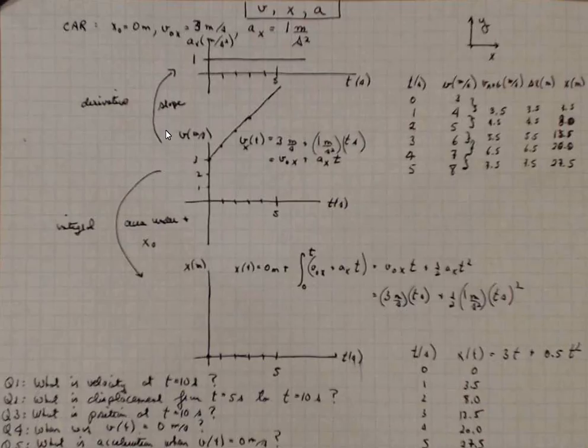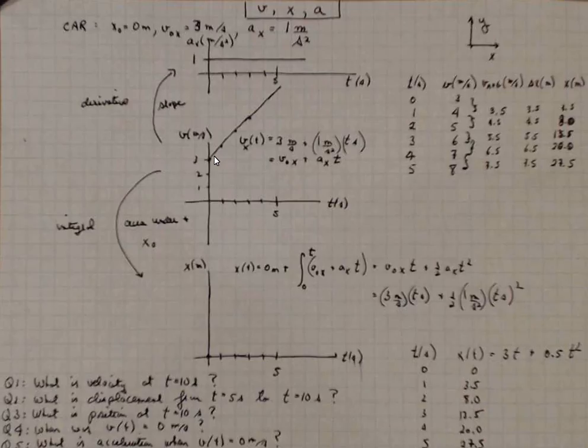So to get from v versus t to a versus t, we simply take the derivative of this expression here, 3 plus 1t. The derivative of 3, it's a constant, so that's 0. The derivative of 1t is 1. And so from calculus, the acceleration is constant and equal to 1 meter per second per second. Geometrically, the acceleration is the slope of the v versus t curve, and since we have a straight line, that slope is constant.